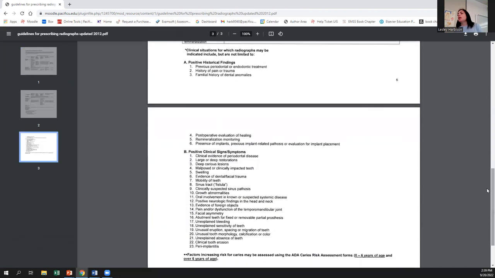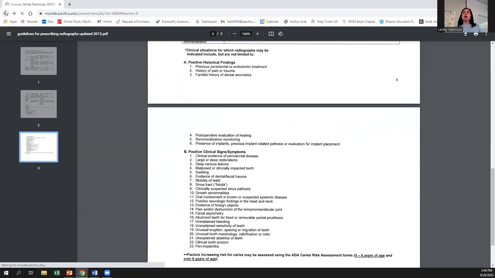There's some other information down here too on the last page, talks about positive historical findings. So these are things that, if somebody falls under these different situations where they have a history of pain or trauma, it might influence it. And then down here, positive clinical findings. So deep carious lesions, so big cavities, or if there's some kind of an abnormal growth. So there's all these different reasons why you might need to take an x-ray outside of your typical, well, we only take it every 6 months or every 12 months or whatever it is. So this is one guideline.